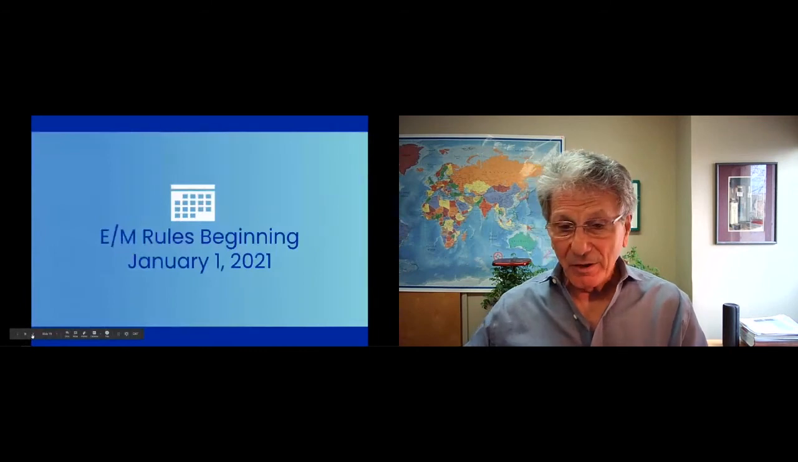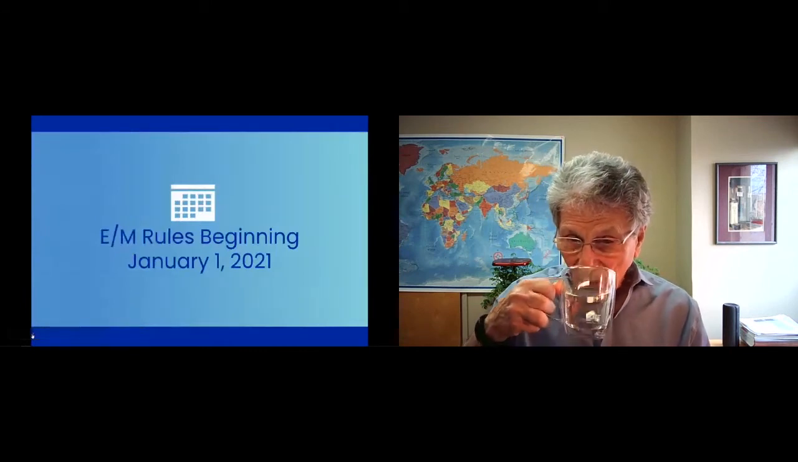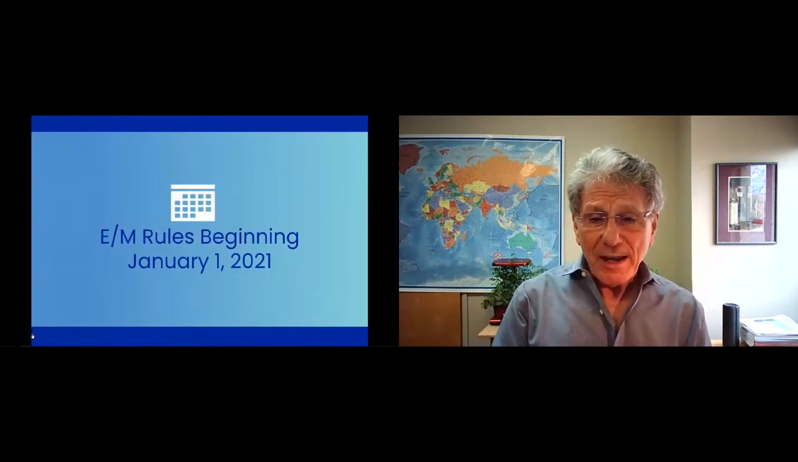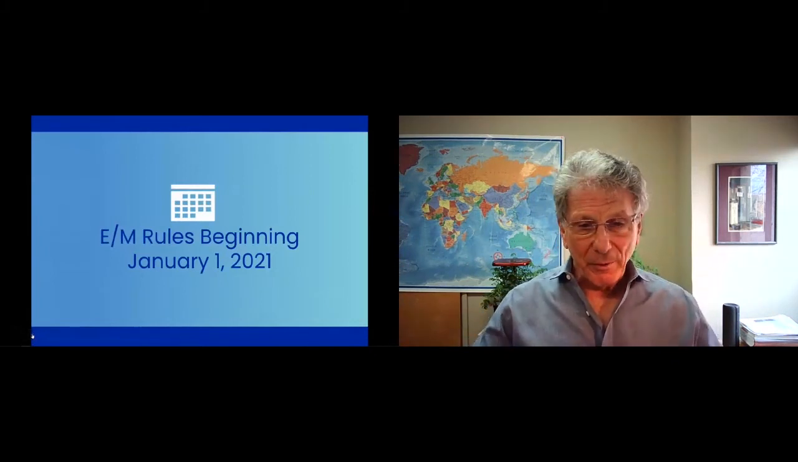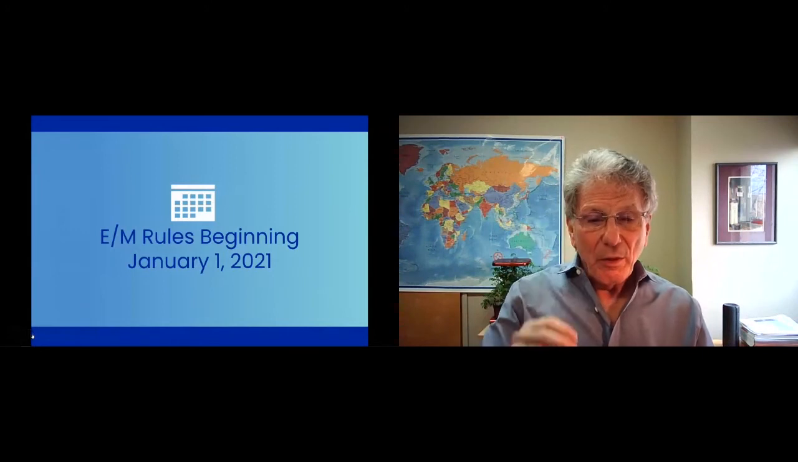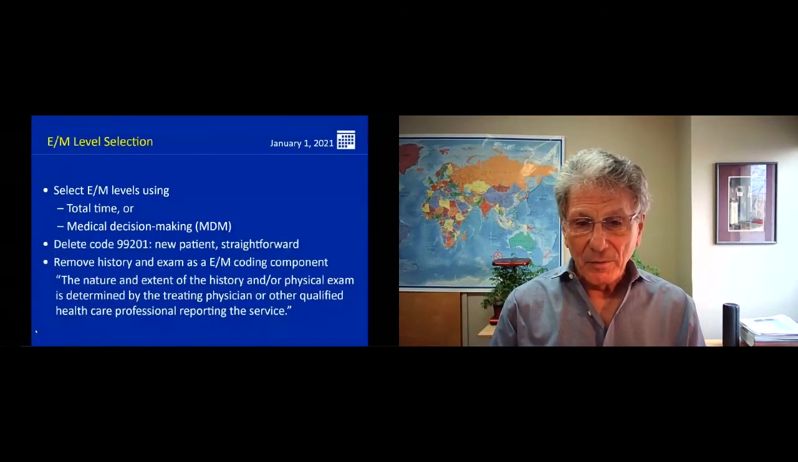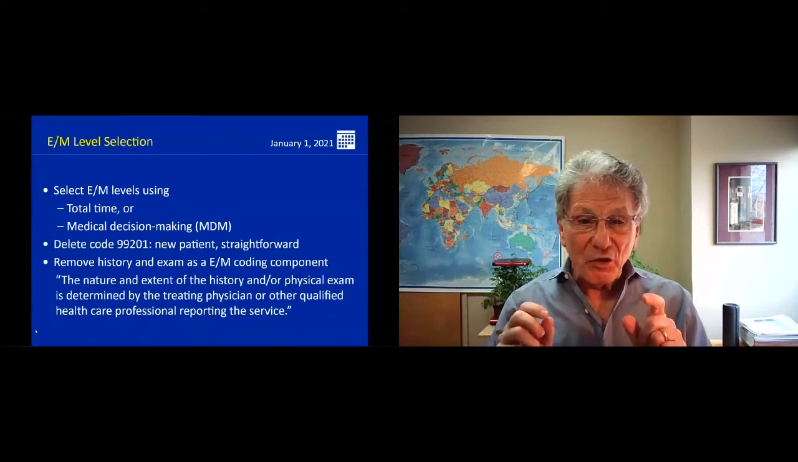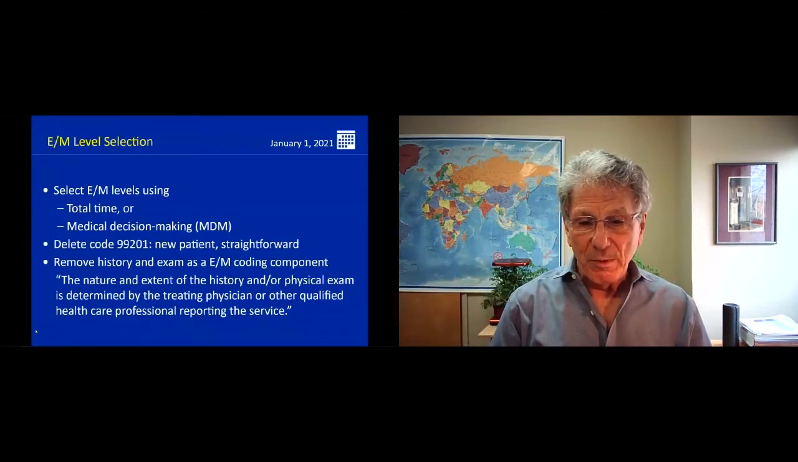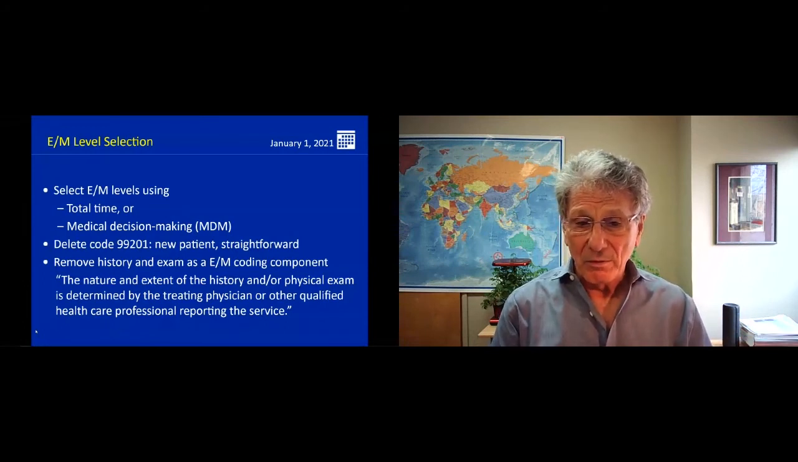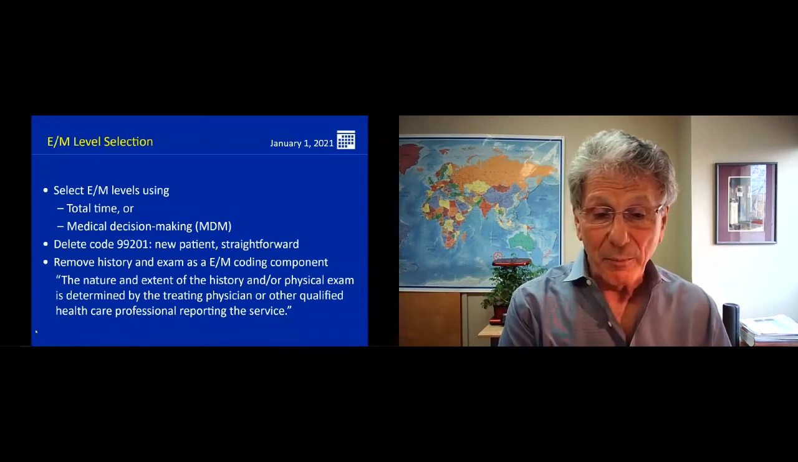So what changed on January 1st? Next slide. So what changed after years of getting ready for this is that there are now 2 ways of selecting an E&M visit. One is called total time. It's different than what we used before. The other is called medical decision making. And even that is a little different than what we used to do before. And of course, I'll tell you about both of them.